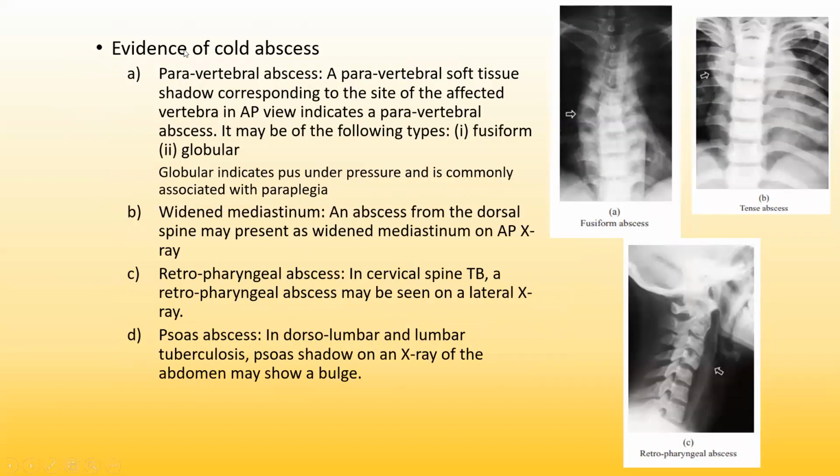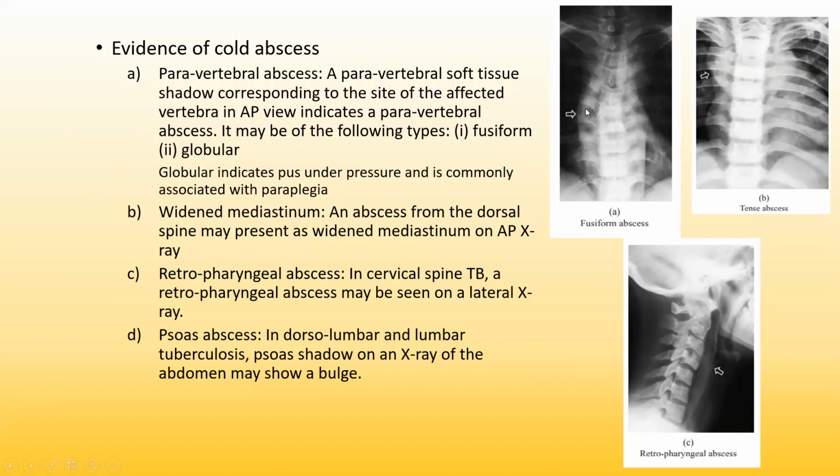Next is evidence of cold abscess. Paravertebral abscess. Paravertebral soft tissue shadow corresponding to the site of the affected vertebra in anteroposterior view indicates a paravertebral abscess. It may be of the following types. First is fusiform paravertebral abscess or bird nest abscess, an abscess whose length is greater than its width. This is a fusiform abscess.